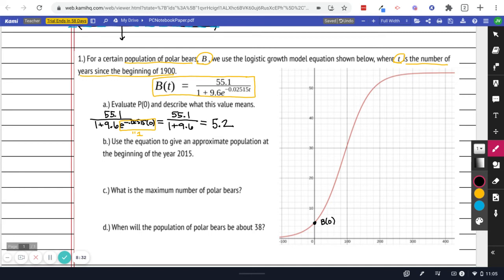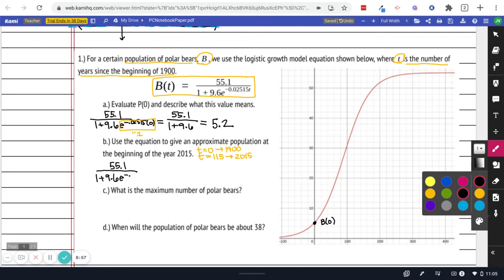Now it says use the equation to give a population at the beginning of the year 2015. Well, if 0 was 1900, 115 will be for 2015. So we just got to be careful of that real quick. So here we go. We got 55.1 over 1 plus 9.6 e to the negative 0.02515 times 115.